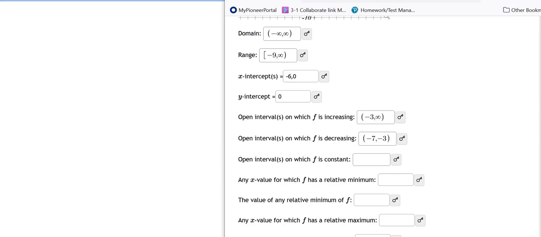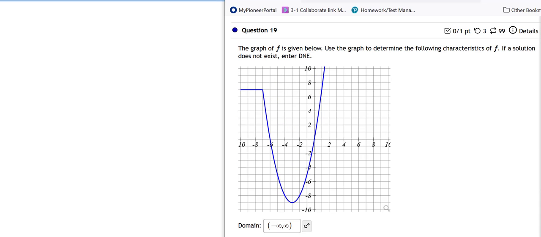Where is it constant? This picture did have a part that's constant right here. So this is coming from -infinity up to -7. It is constant.